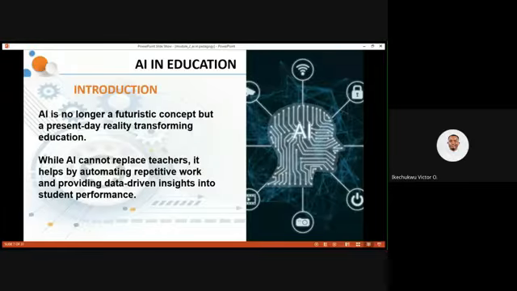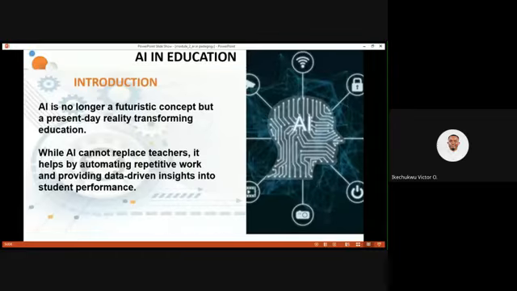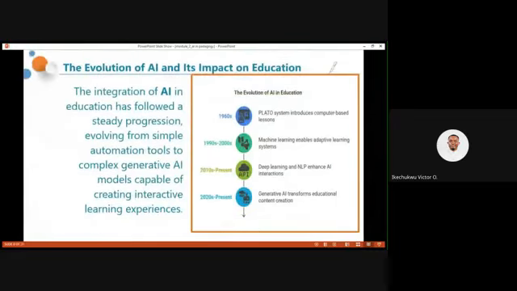So moving on, the evolution of AI and its impact on education. What is the evolution of AI? How has it changed? How have we moved from what it was back then to what it is now?